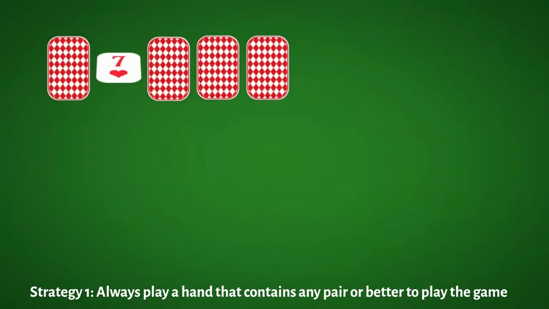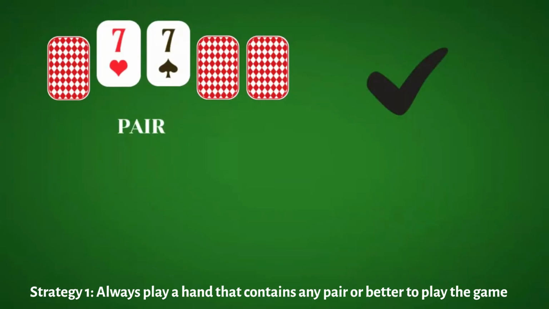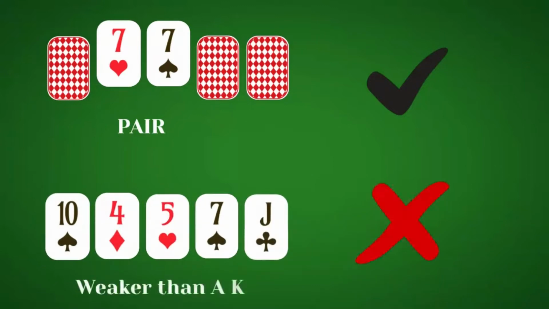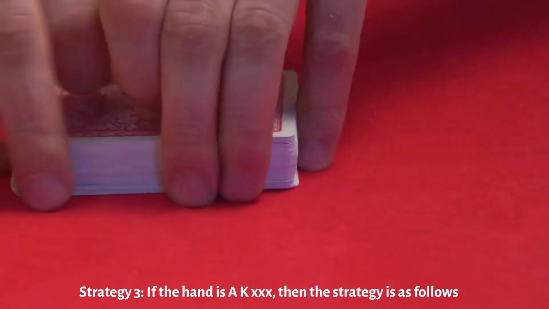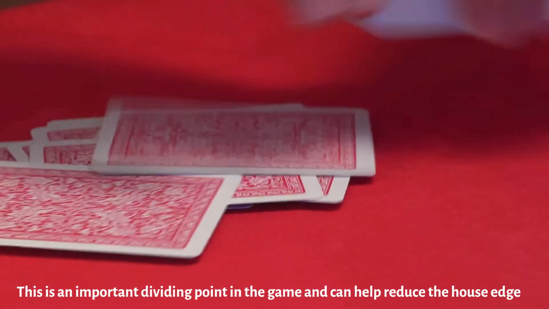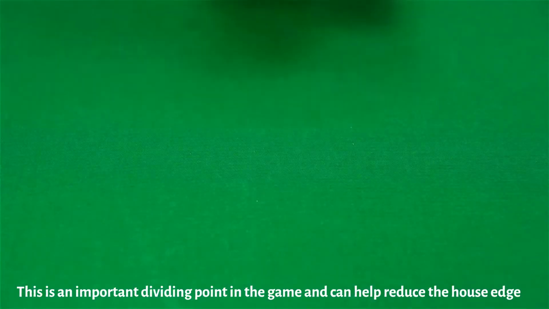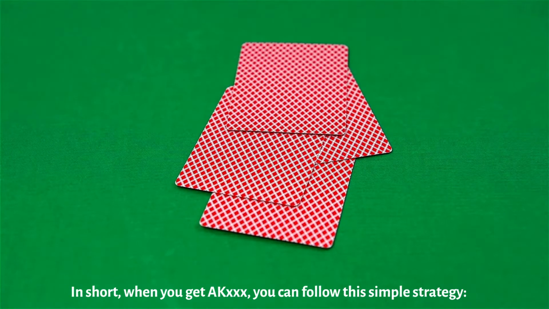Strategy 1. Always play a hand that contains any pair or better. Strategy 2. Always fold any hand weaker than Ace-King. Strategy 3. If the hand is Ace-King, then the strategy is as follows. This is an important dividing point in the game and can help reduce the house edge. In short, when you get Ace-King, you can follow this simple strategy.